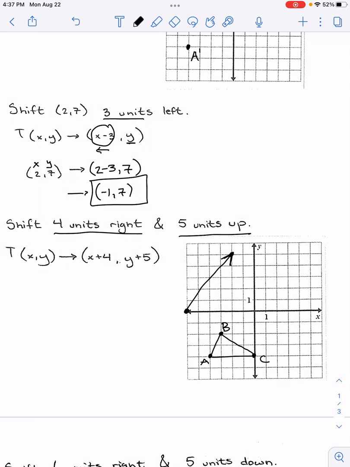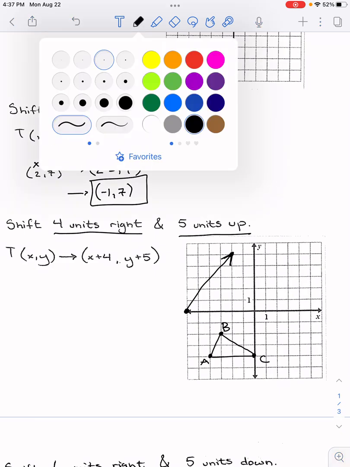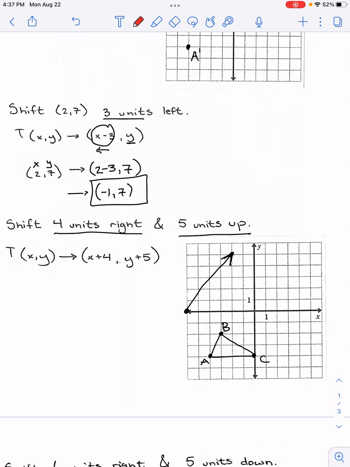I mean, we can just take each value. Let's not make this harder than what it needs to be. Let's just take each point and count 4 units right, 5 units up. So 1, 2, 3, 4, 1, 2, 3, 4, 5. This is where A prime is going to be. Let's go with B. 1, 2, 3, 4. 1, 2, 3, 4, 5.